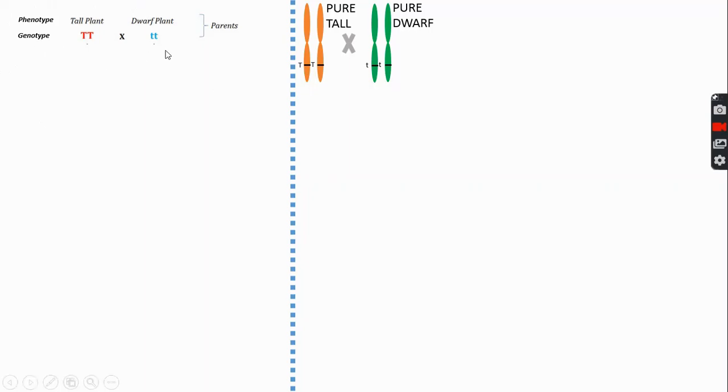Now here the first step is always to write the parents, and for the parents you have to write the information for their phenotype as well as their genotype. Phenotypically both the parents are contrasting. One parent is tall, the other parent is dwarf. Genotypically both are pure, that is why capital T and small t. On the other side you can also see the representation is the same.